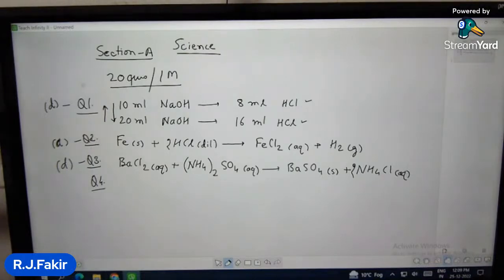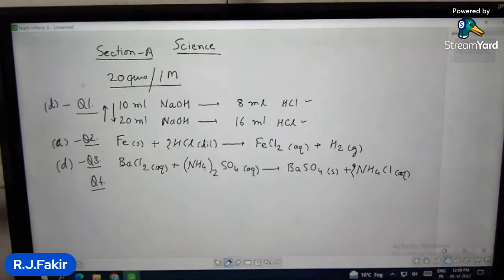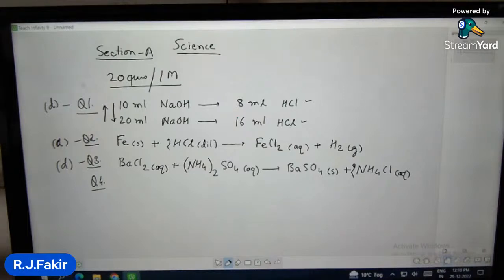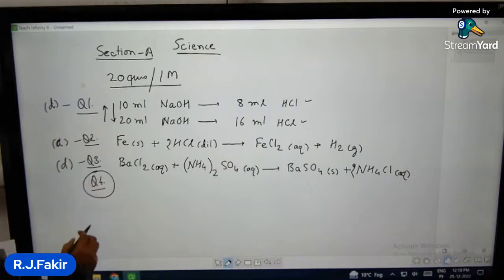Now question number 4. In this kind of question, they will give you a table where different reactions or some examples of bases and acids and their neutralization are given, and then you have to choose the correct answer. They can be of various types, so this we can discuss separately. Now question number 5.